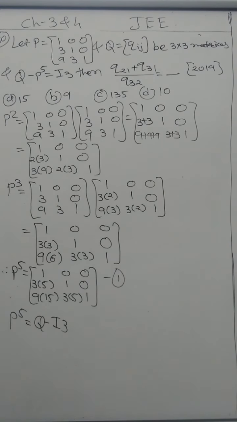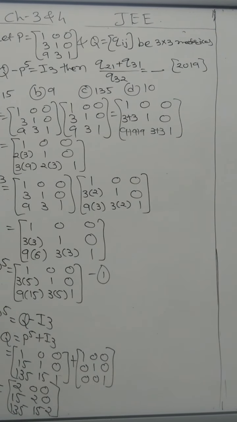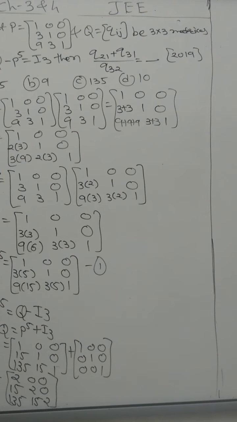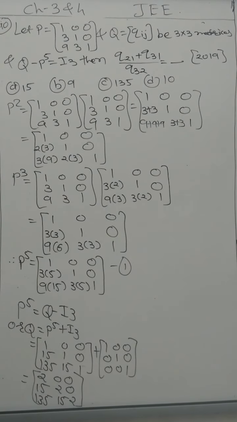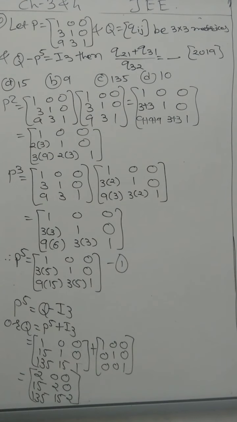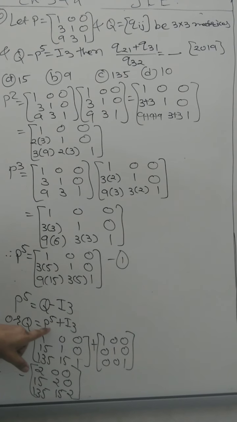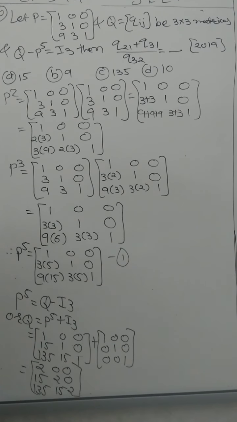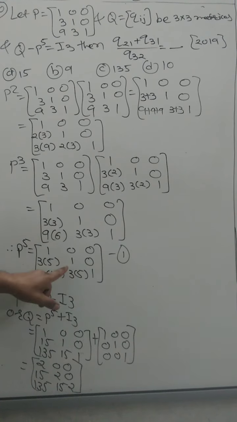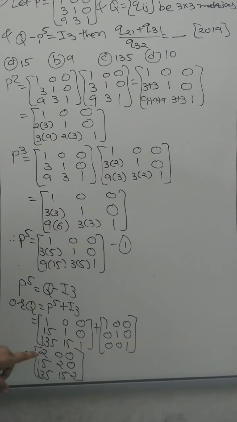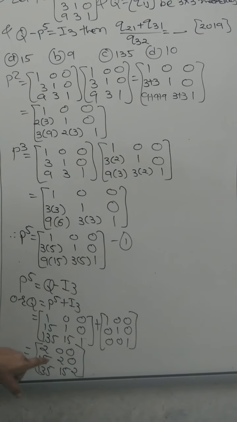It is given Q minus I3. Okay, so if you see that P raised to 5 equal to Q minus I3, or Q equal to P raised to 5 plus I3. So we just put the value of P raised to 5 and I3. If we take the addition, then we have Q equal to [2 0 0; 15 2 0; 135 15 and 3].